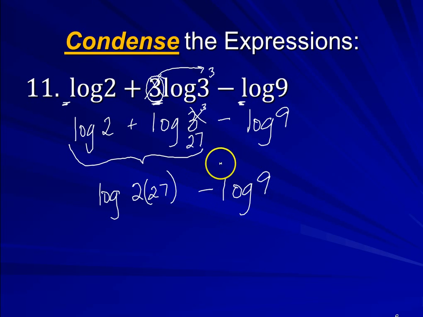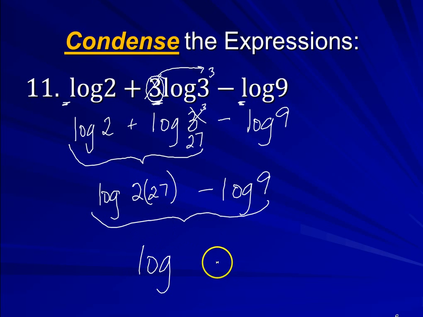Now, if I want to combine in this second one, it's subtraction. So how am I going to combine these two logs down to 1? I have 2 times 27 minus log of 9. Well, subtraction, again, combining these together, subtraction tells me division.